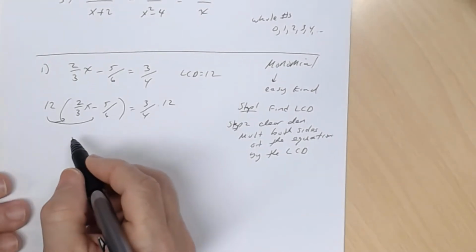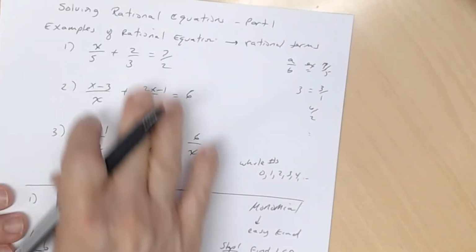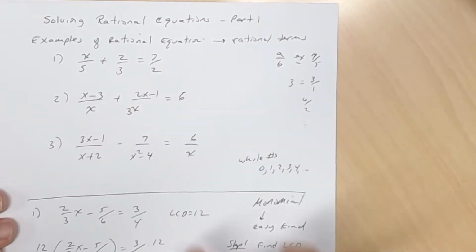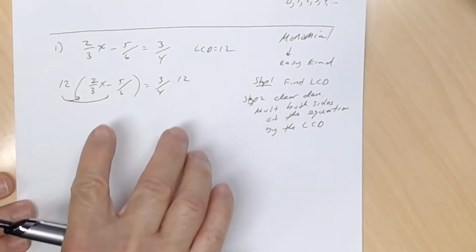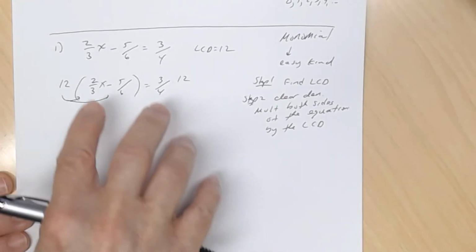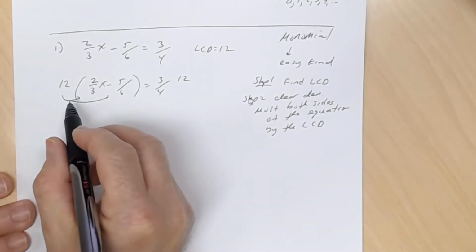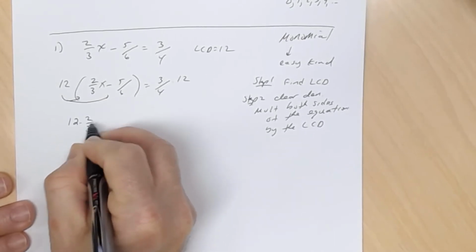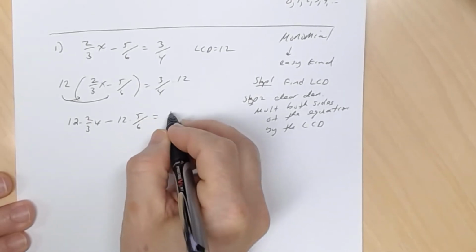Okay? All right, now listen carefully. This is how you're going to write this. It's important you do this step by step because solving these rational equations, I'll be honest with you, is for many students a little troublesome. But if you do it step by step, you should be okay. So now look at the next thing you would write. Write this out. Say, okay, so that would be 12 times 2/3 x minus 12 times 5/6 equals, and then 3/4 times 12.